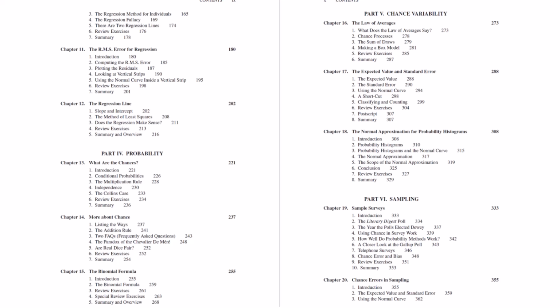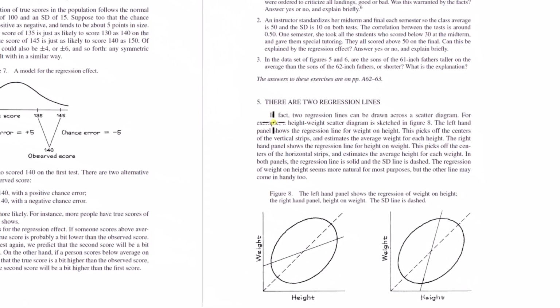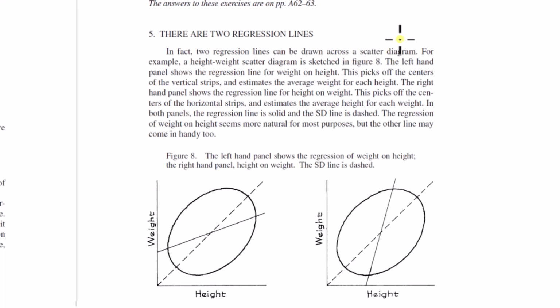Okay, we're continuing with Chapter 10 in the statistics textbook. In this video, we're going to go through the final section of Chapter 10, which discusses how there are two regression lines. In fact, two regression lines can be drawn across a scatter diagram.